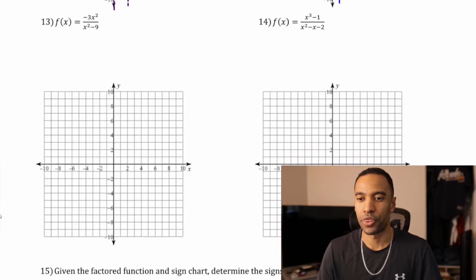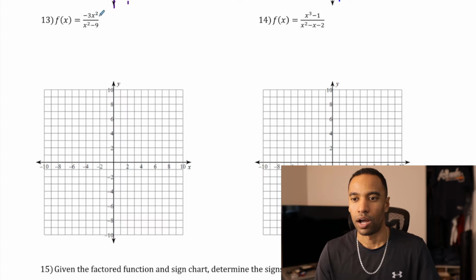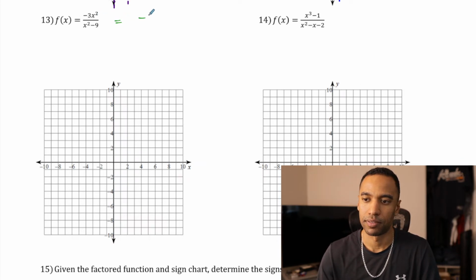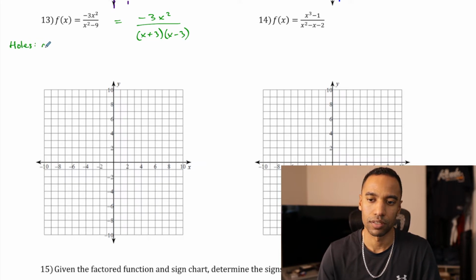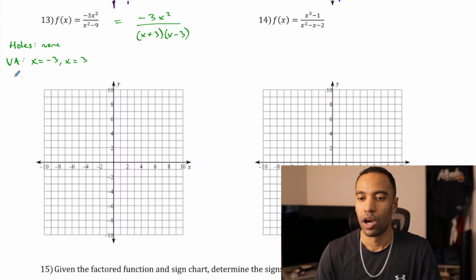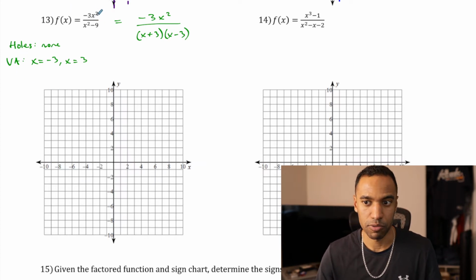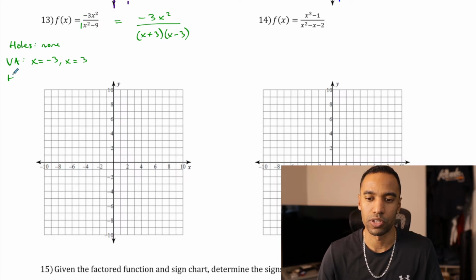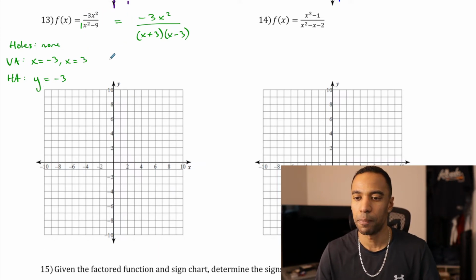Okay, number 13. Nothing to factor on top. And on bottom, it's a difference of 2 squares for x plus 3 and x minus 3. Nothing to cancel, so no holes. Vertical asymptotes, we have 2 of them at x equals negative and positive 3, where we would be dividing by 0. There's a horizontal asymptote. We got a tie for the leading degrees here, so it's negative 3 divided by 1. So you got a horizontal asymptote at y equals negative 3, if I see that correctly.